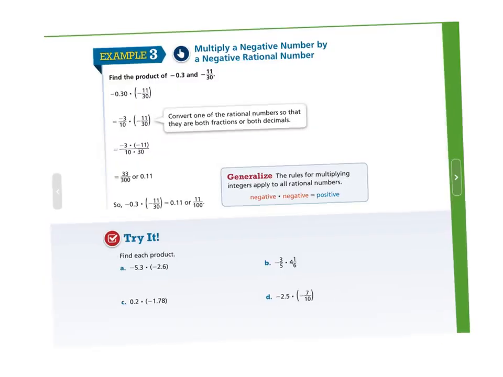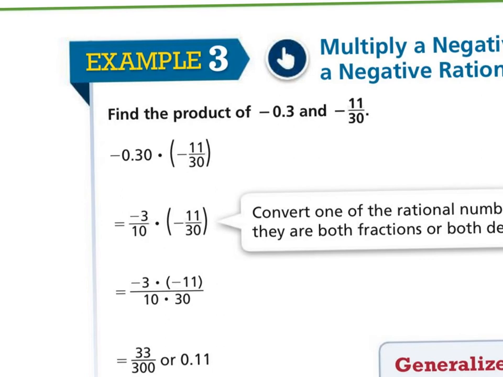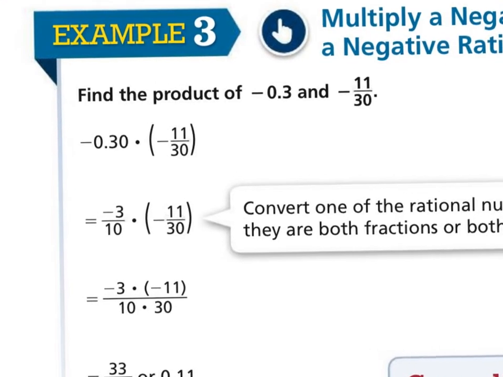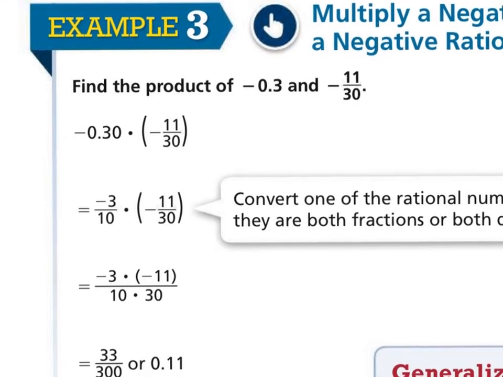Example 3, we have a combination here. One's a decimal, one's a fraction. Negative 3/10 and negative 11/30. So the question is, what do we do with it? Well, let's imagine if we were not able to use a calculator, we could either change the negative 3/10 to a fraction, or you can take 11 divided by 30 and see what you get as a decimal. I would suspect you would probably want to change the negative 3/10 to a decimal.